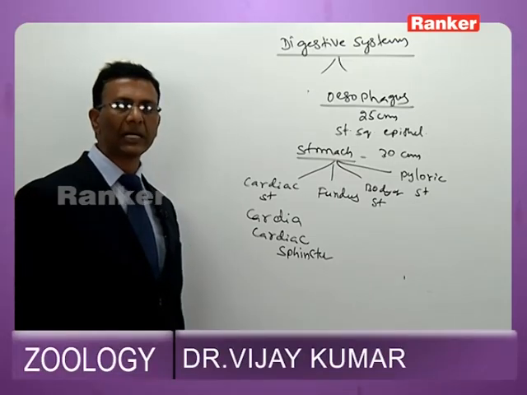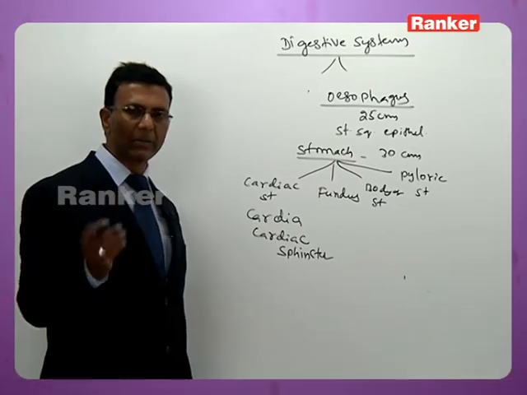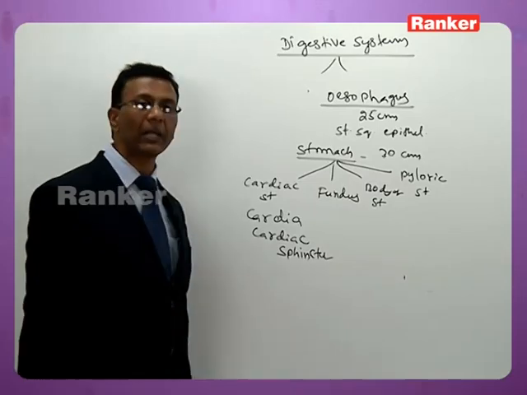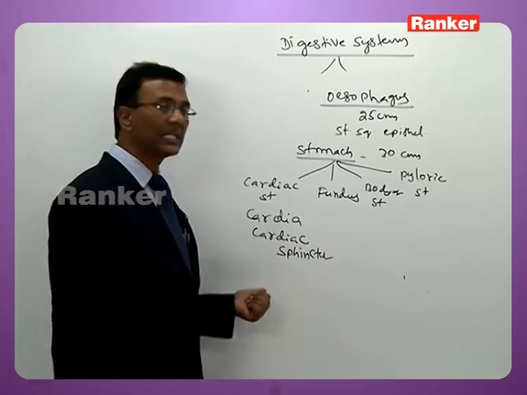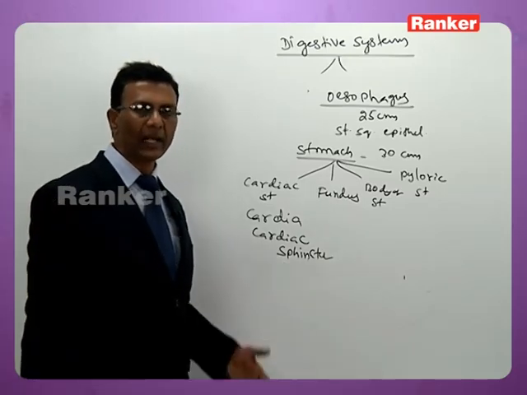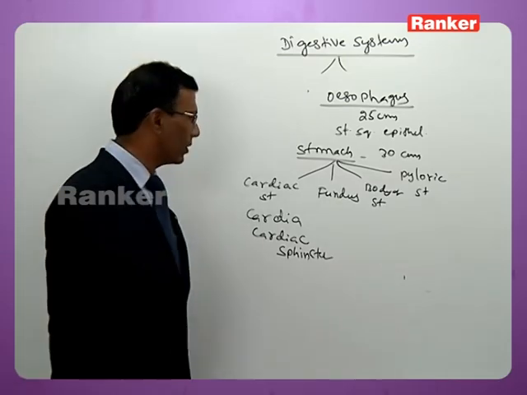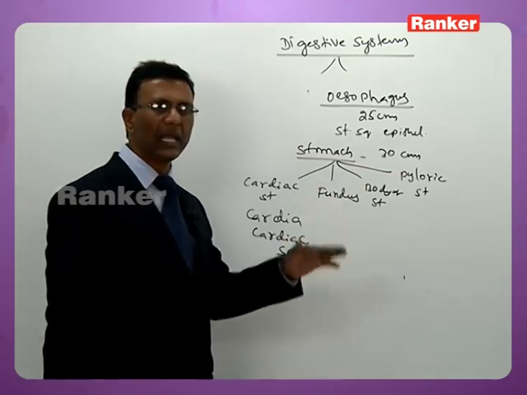This cardiac sphincter is not well developed in newborns. That's why when you make them drink more milk, they vomit it out, because it is not well developed in newborns. As the child starts growing, it becomes more and more functional, regulating and preventing regurgitation of food. Then the fundus, body of stomach and the pyloric stomach are the rest of the parts of the stomach.